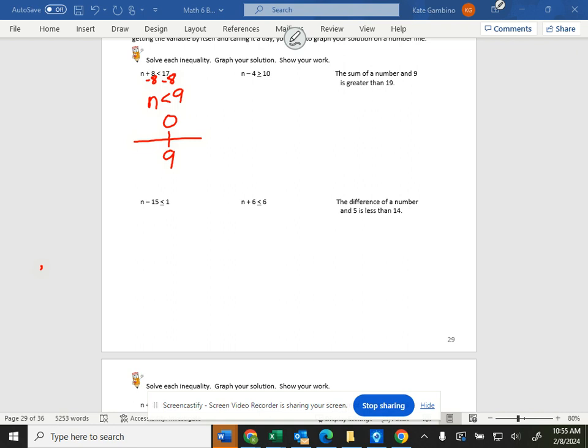What's my third step? Zelda. You have to have the arrow. And which way am I going to put my arrow? How do you know I'm going to the left? The arrow's pointing that way. Less than goes to the left, and my numbers have to be less than 9, so I go to the left.